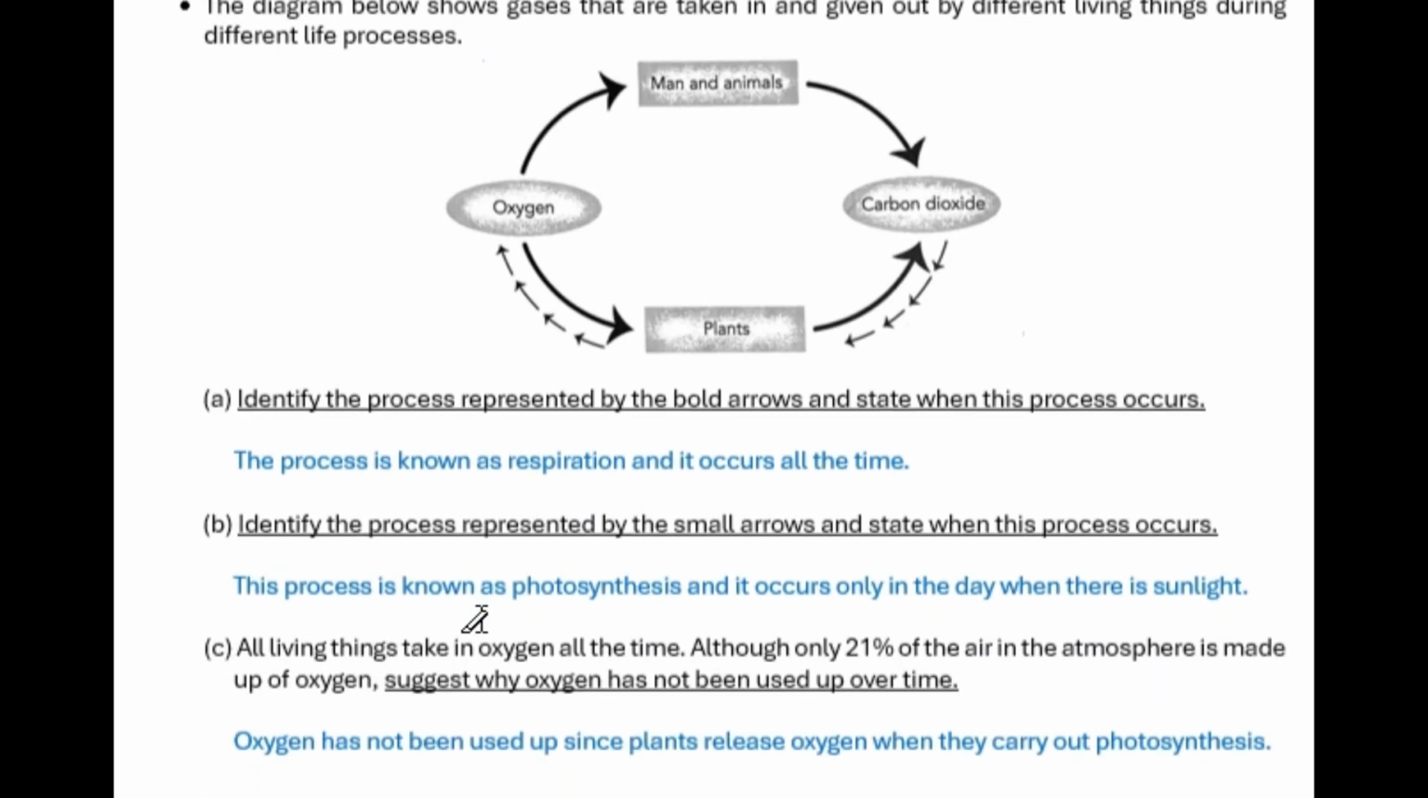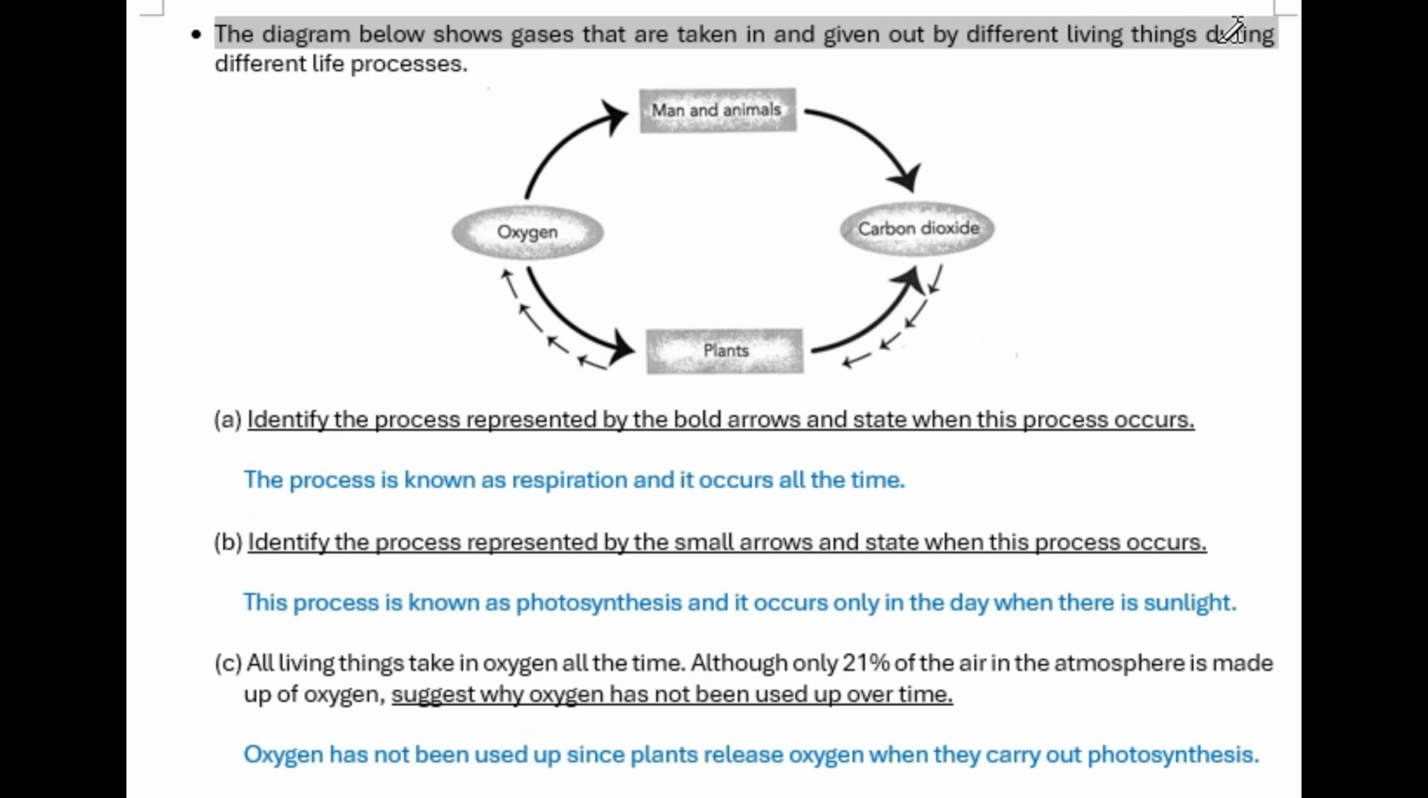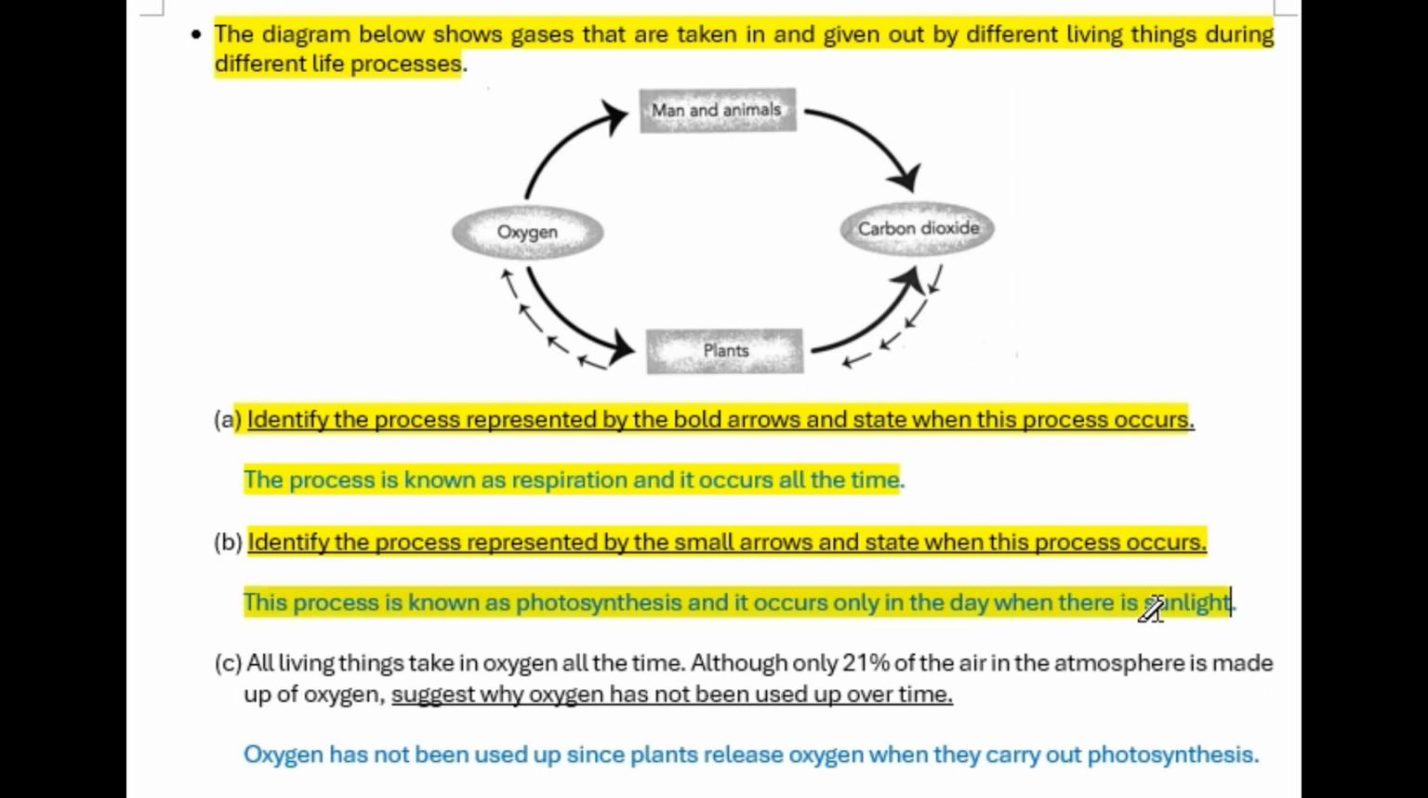The diagram below shows gases that are taken in and given out by different living things during different life processes. Identify the process represented by the bold arrows and state when this process occurs. The process is known as respiration and it occurs all the time. B. Identify the process represented by the small arrows and state when this process occurs. This process is known as photosynthesis and it occurs only in the day when there is sunlight.